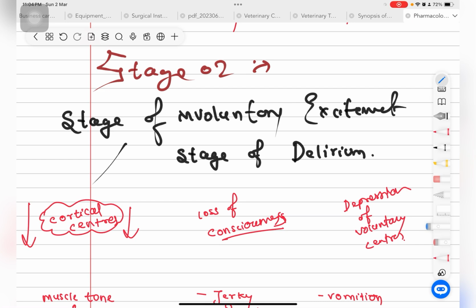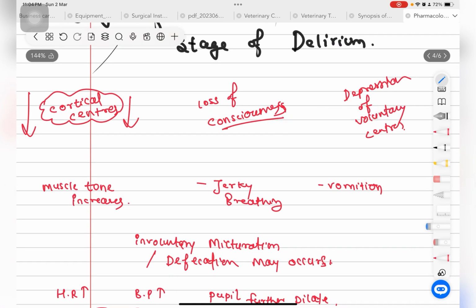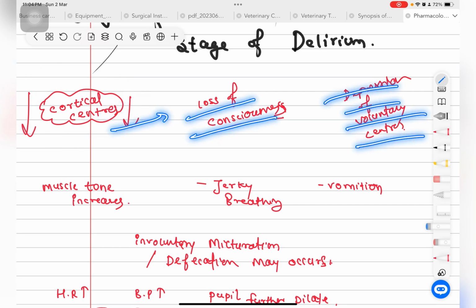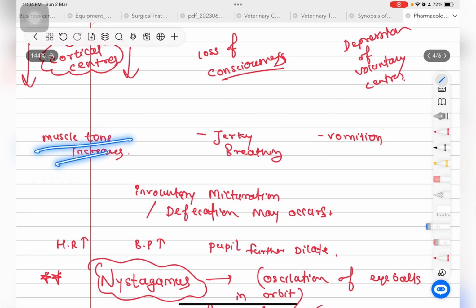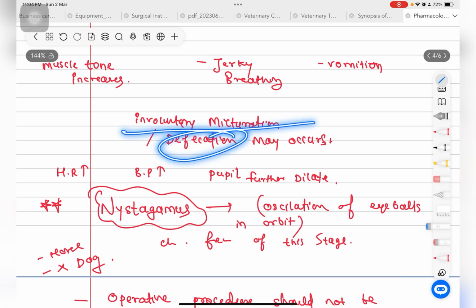Now the second stage, also known as the stage of involuntary excitement or the stage of delirium. This stage begins with the depression of the cortical centers. It proceeds with the loss of consciousness and depression of the voluntary center, and the muscle tone of the animal suddenly increases, as we can see in patients of CD, canine distemper. Then the breathing will be jerky, vomition will occur, and involuntary micturition or defecation may occur in this stage.